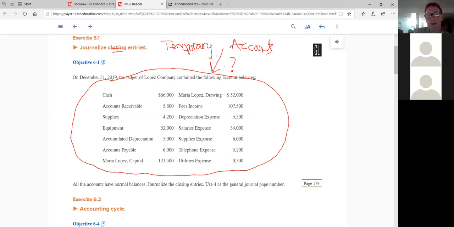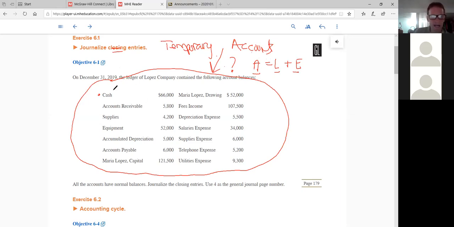I say, first of all, ask yourself this: is it on the balance sheet? If it's on the balance sheet, remember, the balance sheet is your assets equals your liabilities plus equity. If it's on the balance sheet, it's a permanent account. So for example, if I looked at cash and went through the class, I'd say, guys, is cash a permanent account or is it a temporary account?